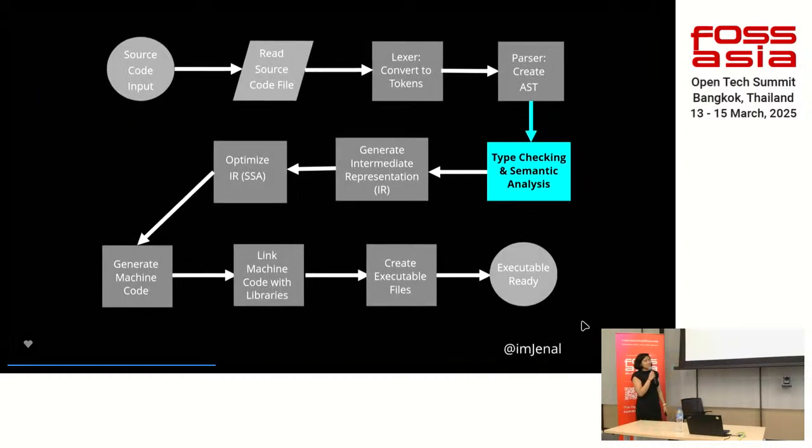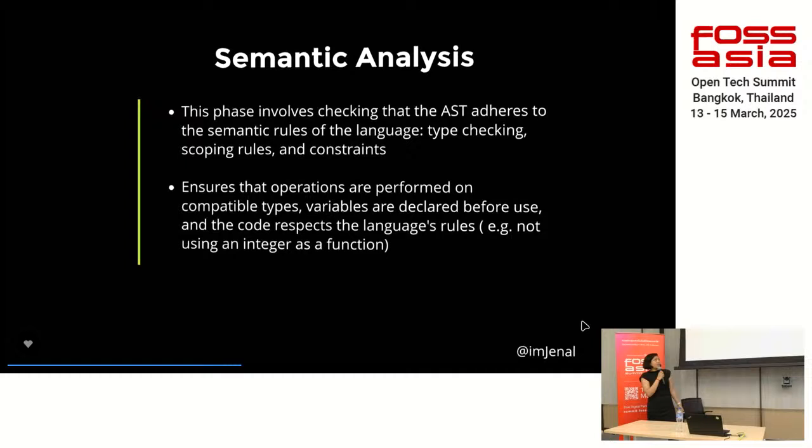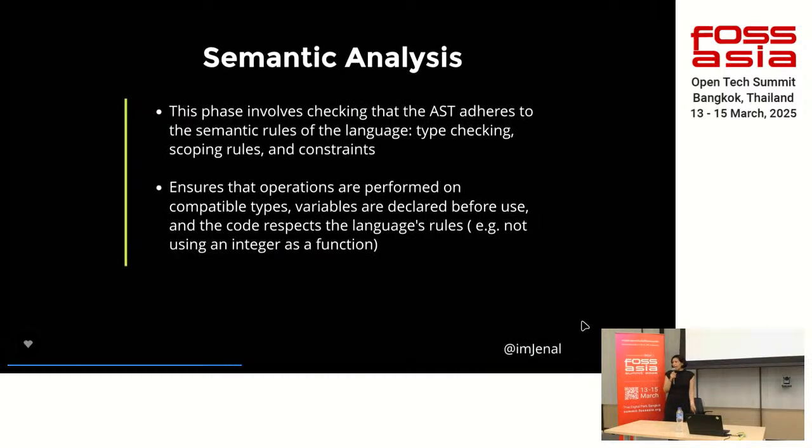So once this phase is over, the next phase is type checking and semantic analysis. In semantic analysis, your code base, which is currently in the form of an AST, gets into the semantic analysis phase, and it checks whether the AST actually adheres to the semantic rules of the language or not.